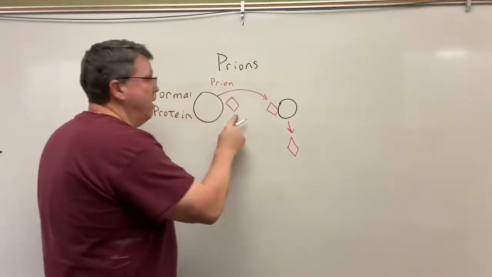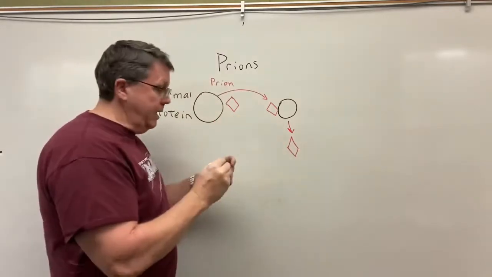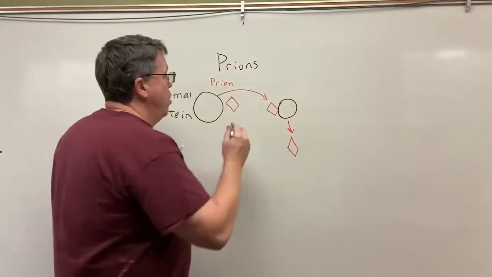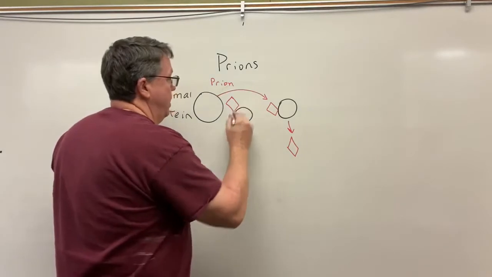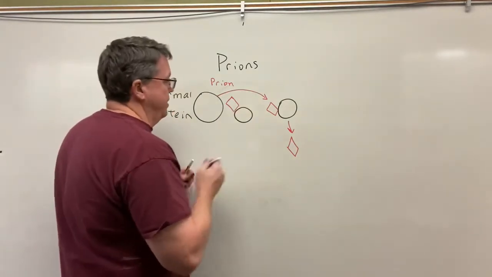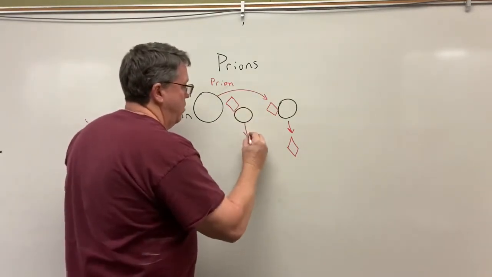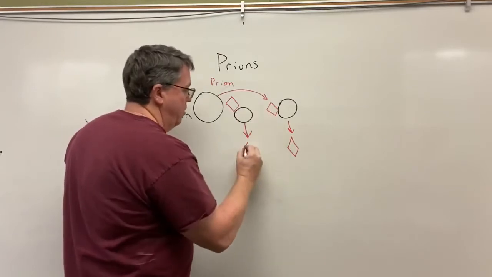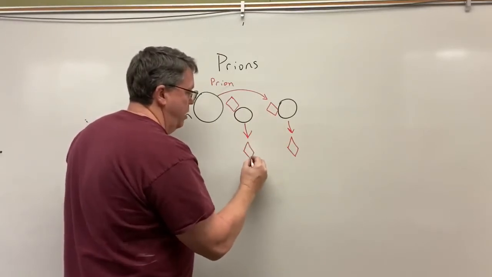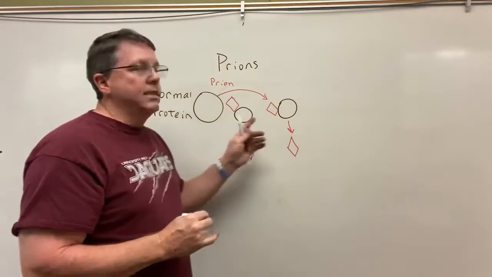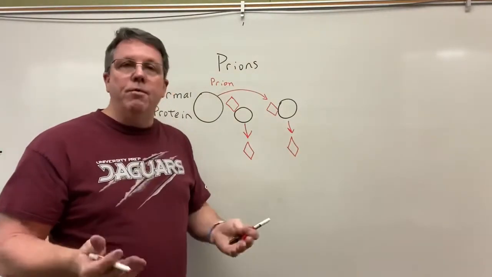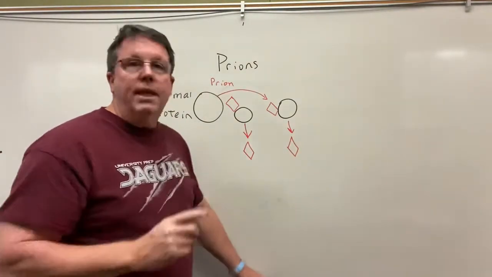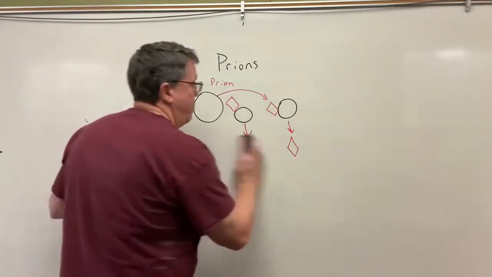Okay? But we still have this prion here, so let's say this happens to come in contact with another normal shaped protein. It would change the shape of this normal shaped protein into a prion also. And then the cycle just keeps going on and the number of prions build up. So let's take a look at what happened with this.